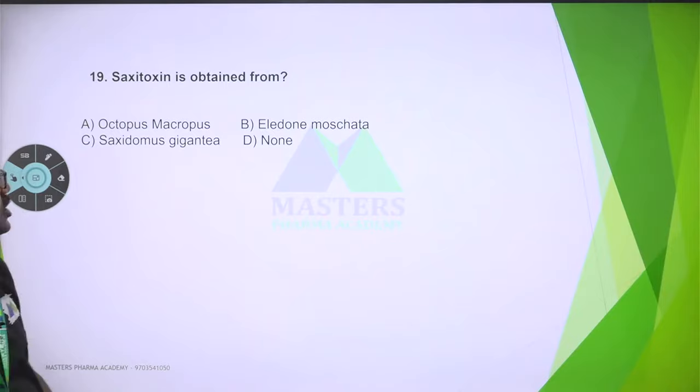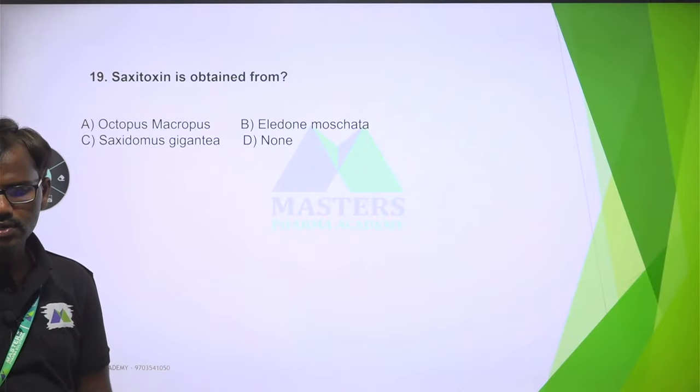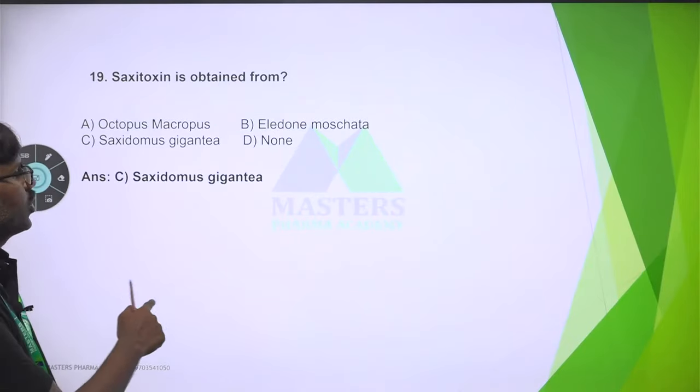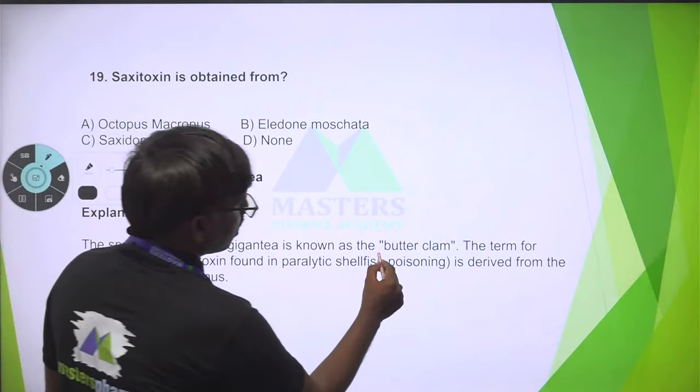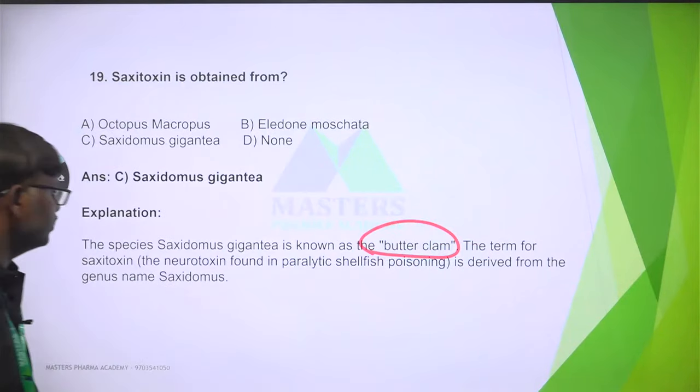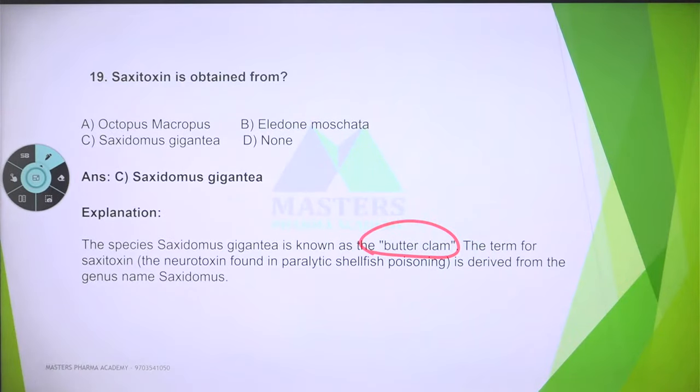The answer is Saxidomus gigantea. Saxitoxin, it contains saxitoxin. It is also known as butter clam, because it is found in paralytic shellfish poisoning, which derived from the genus name Saxidomus. So it came from the genus Saxidomus, that is why it is called saxitoxin.